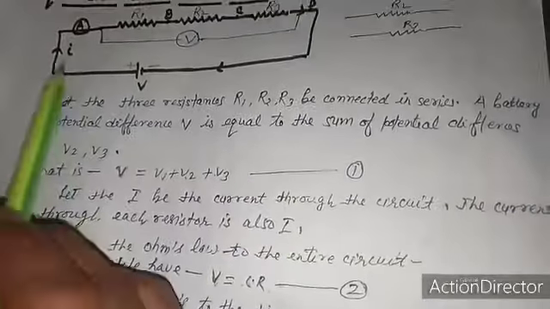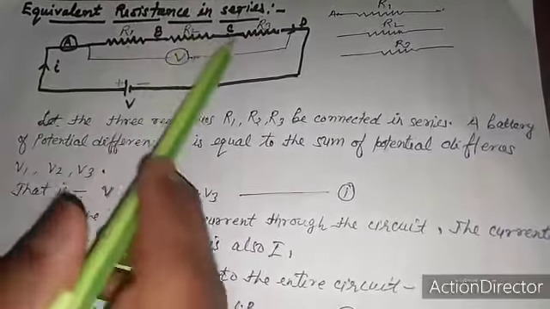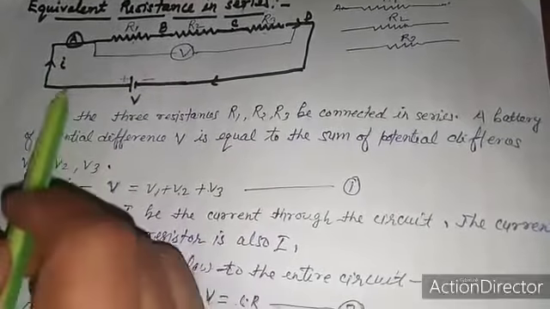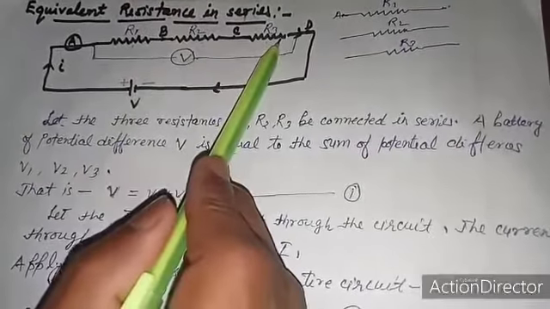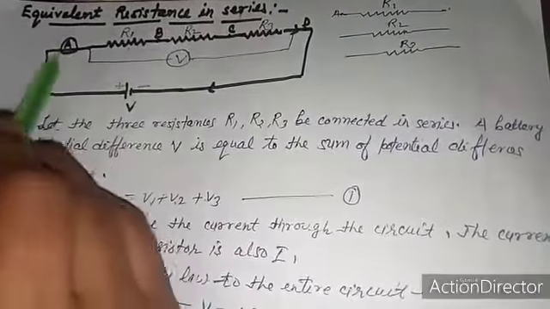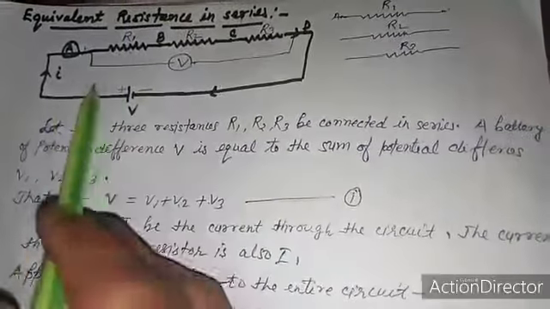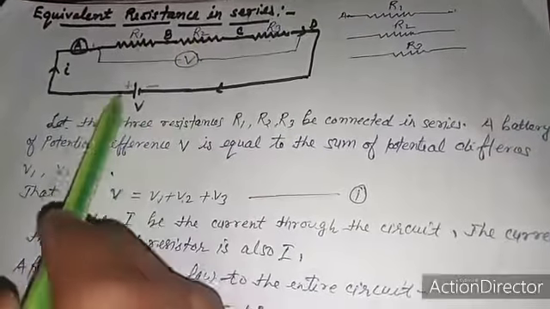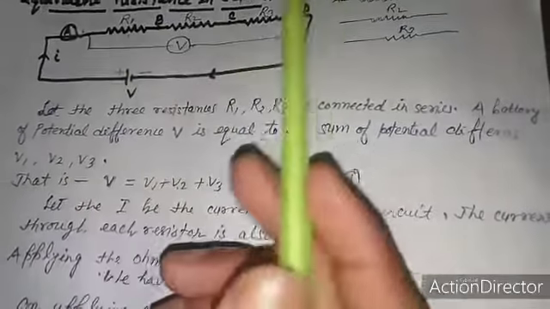Let I be the current that flows through the circuit. In series combination, the value of current is the same for all resistors because the path of the electric current is the same for all. So let I be the current through the circuit for each resistor.